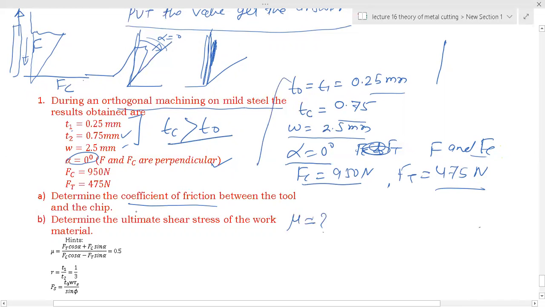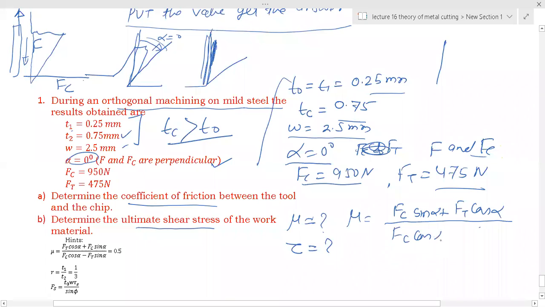Also determine the ultimate shear stress, tau. So mu is equal to, you know the formula, Fc sin alpha plus Ft cos alpha divided by Fc cos alpha minus Ft sin alpha. This I already have written, hint I have given. So you can calculate this, put the value, get the answer. So mu is equal to 0.5.